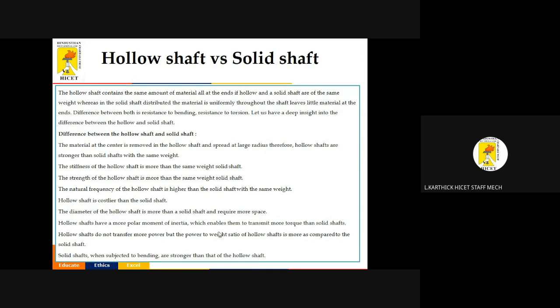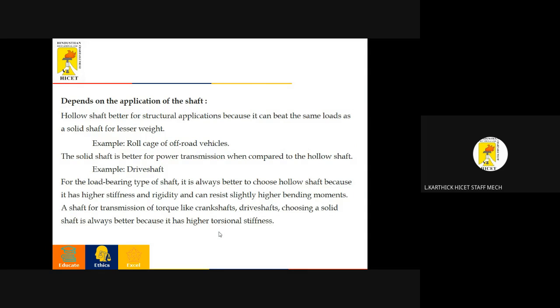So hollow shafts play a major role in automotive industries, and it depends on the application of the shaft. Hollow shafts and solid shafts are both widely used. Hollow shafts are better for structural applications because they can bear the same load as a solid shaft at lesser weight, like the roll cage of off-road vehicles. In our Baja vehicles or go-kart vehicles, we design the roll cage with hollow pipe only, not solid pipe, because it is lightweight, whereas the solid shaft is comparatively more weight than the hollow shaft. So we preferably go for hollow shafts.